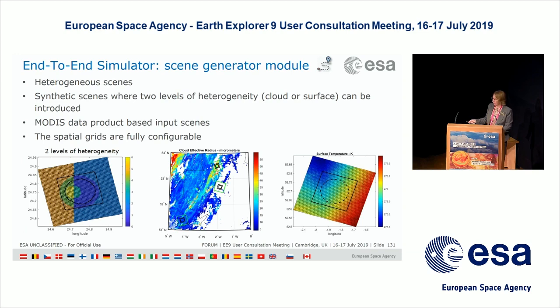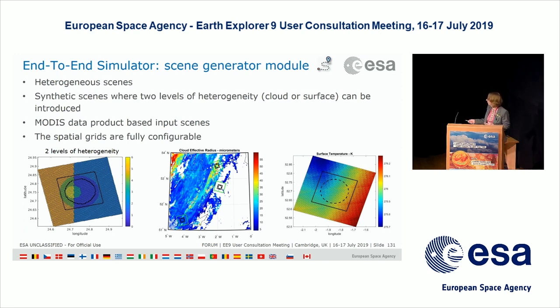So this outer field is the field which the imager would use, and then the lower, the round one is the sounder with some extra area around. Also MODIS data product-based input scenes can be digested, and here's an example of 3 scenes we looked at, which is over the UK.